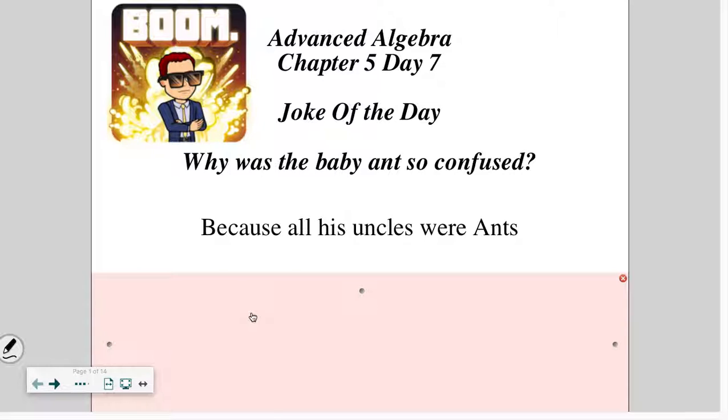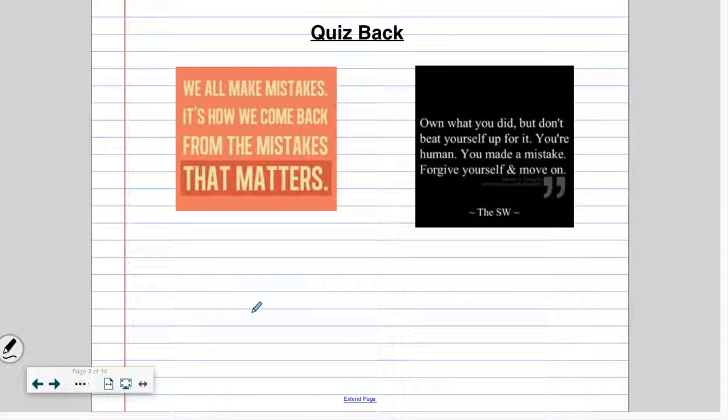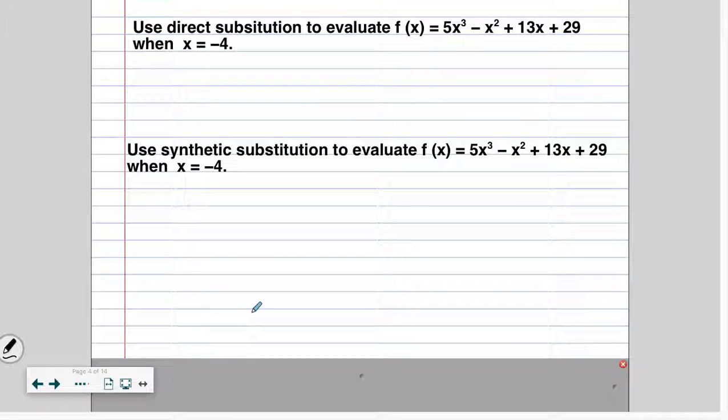So what we're going to cover here, you've already done your ACT warm-up. Hopefully got those all taken care of. Your quiz is back, so I'll give you your quizzes back next class. Just an FYI, we'll get those back on Wednesday. We're going to do a little synthetic lesson here, and then some long division, and then a work time. So you should have a handout. Make sure you have that out, and you're following along with me as we go here. Again, quiz is back next class period.